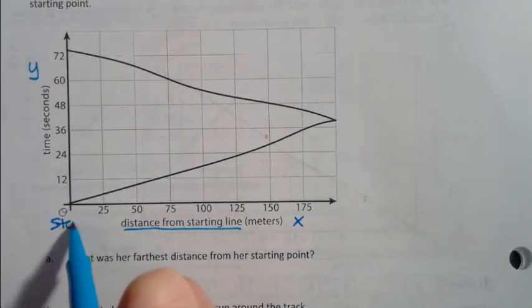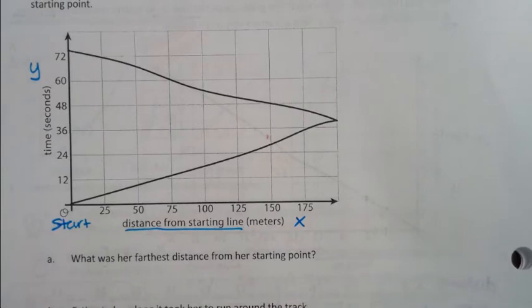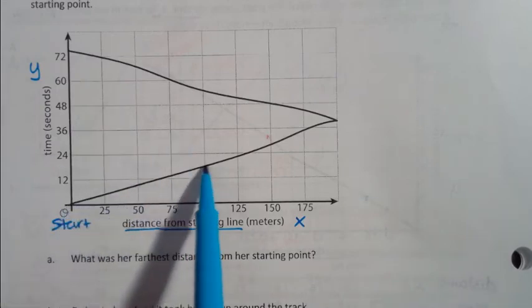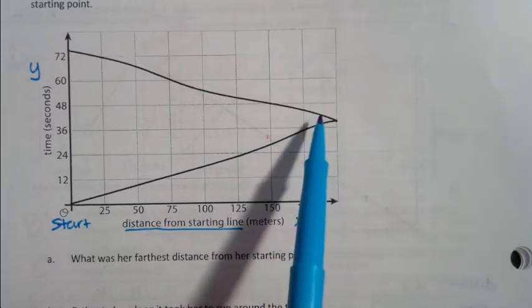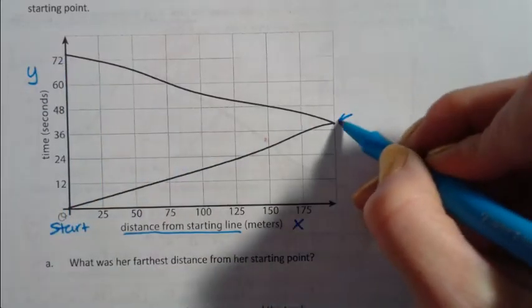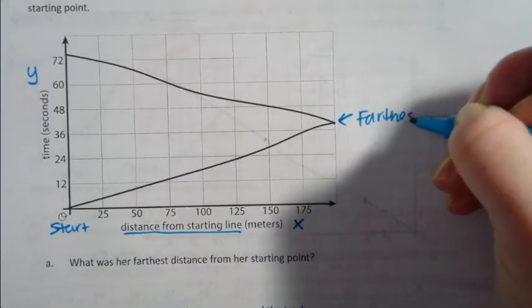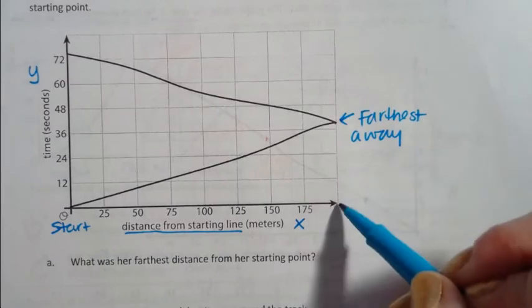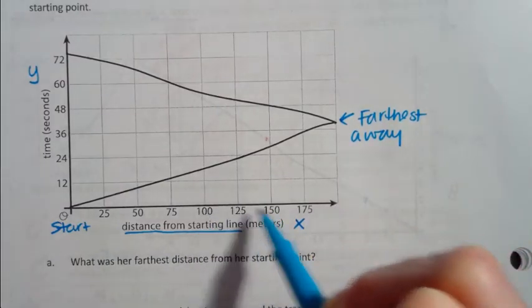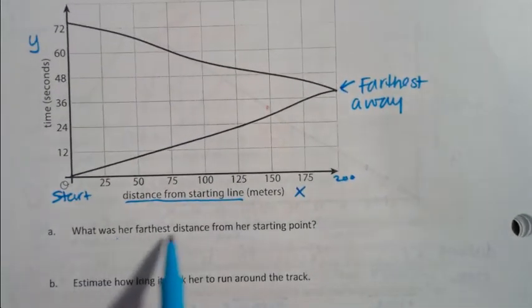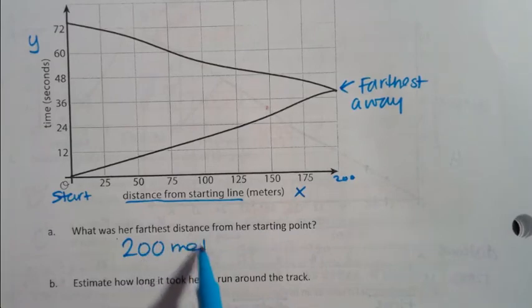So this is the start, distance from the starting line. What's the farthest distance from her starting point? If she starts here and gets further away, further away, further away, and then she comes back closer, this is showing her getting closer to the start. So this right here is farthest away. If we look at our intervals, 100, 125, 150, 175, that would be 200. So part A, her furthest distance would be 200 meters.